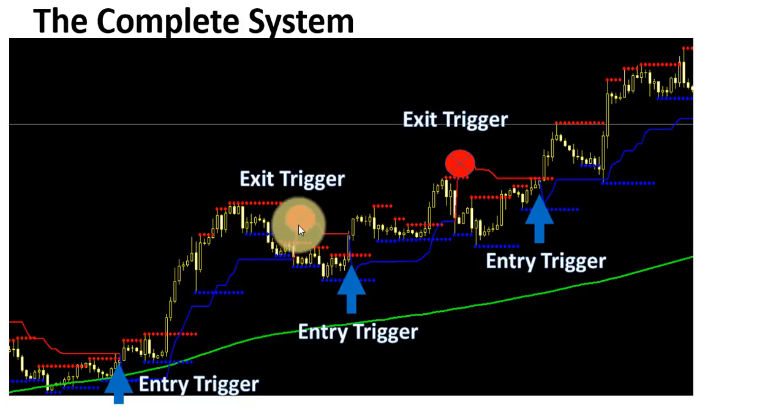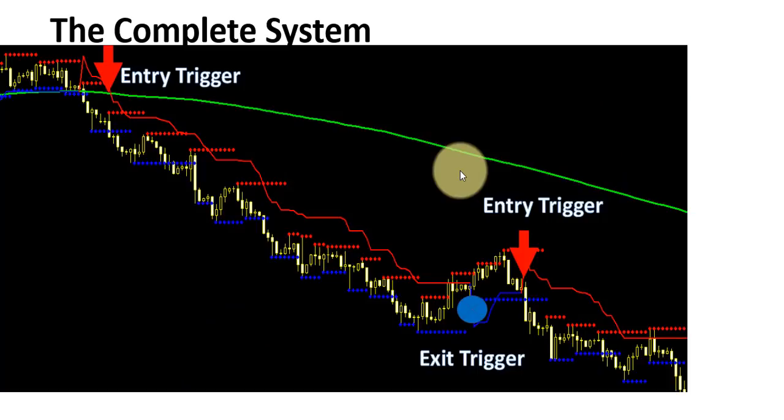Remember, notice that we do not sell here. Why? Your guess is correct. We are above the 200 moving average. No selling above the 200 moving average. Let's see the next example.